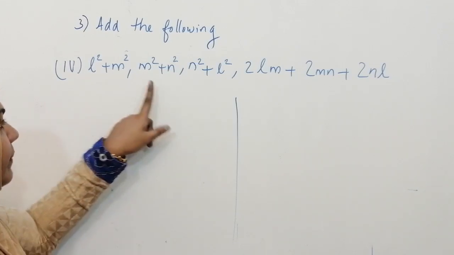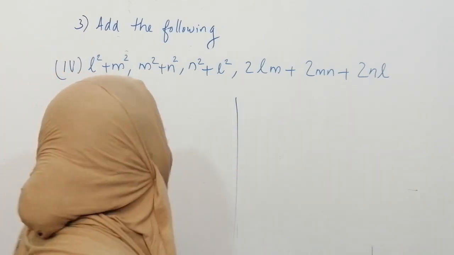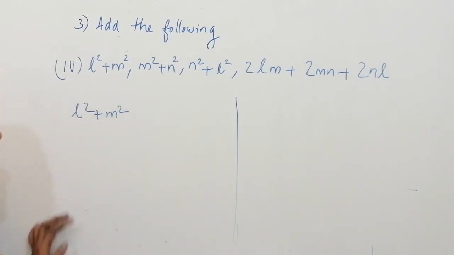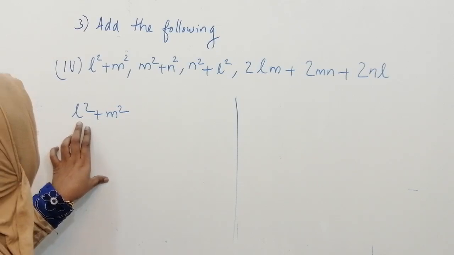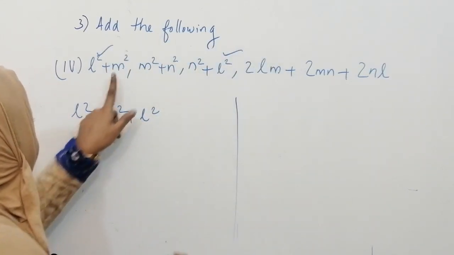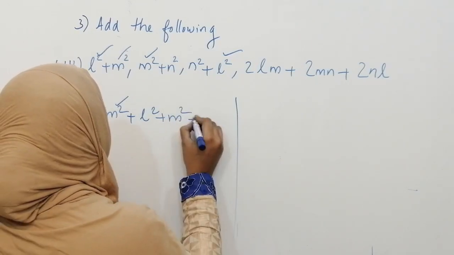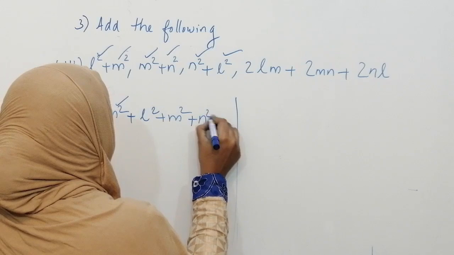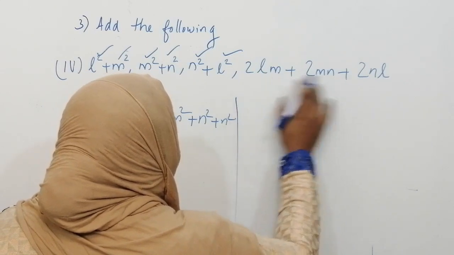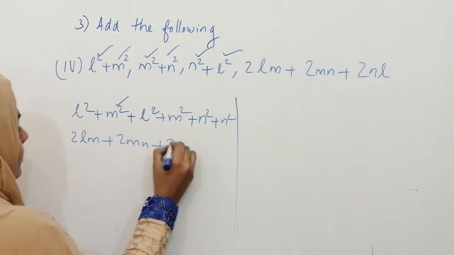L square plus m square plus n square plus l square plus m square plus n square, plus 2lm plus 2mn plus 2nl. So how we can do this question? So L square plus m square. So here you can see the like term of L square is this one. So like term of m square is another m square also there. So we wrote here. Next is n square, there are 2 n square. So that we finish. So this all we finish, because when you look at this you can see these are unlike terms. So 2lm plus 2mn plus 2nl.